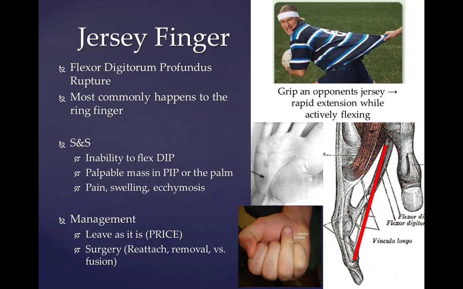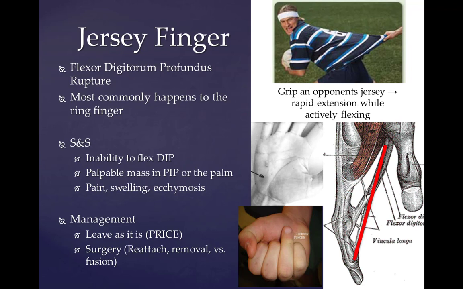A jersey finger is an injury to the flexor digitorum profundus tendon at its point of attachment to the distal phalanx. This injury often occurs in American football when a player grabs another player's jersey with the tip of one or more of his fingers while the player is running or pulling away. The force of this action hyperextends the tip of the finger at the distal interphalangeal joint while the proximal portion of the finger is flexed.